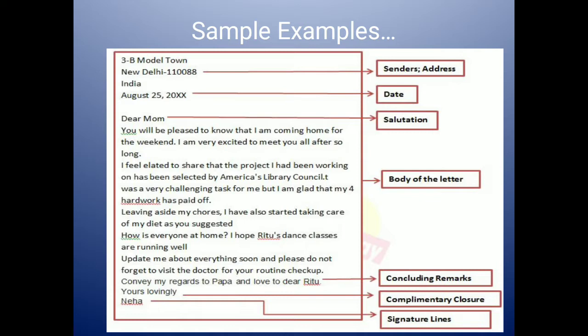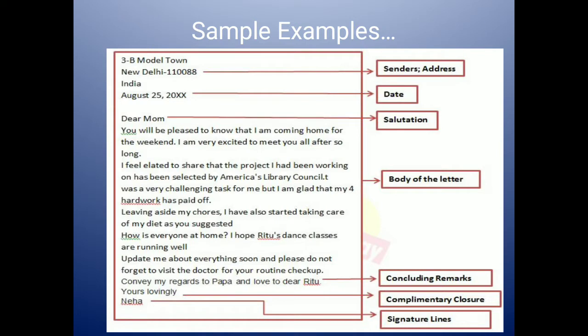We usually write the address on the left hand side of the page at the very top. We all know it very well. The letter should be left aligned. It means each and every sentence must start from the left side, not the right side, because this is a left aligned letter. So here you should start from the left side, and the address should be accurate and complete.